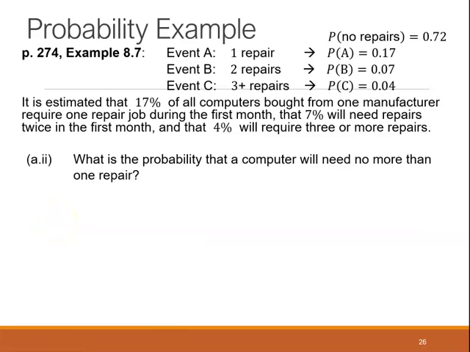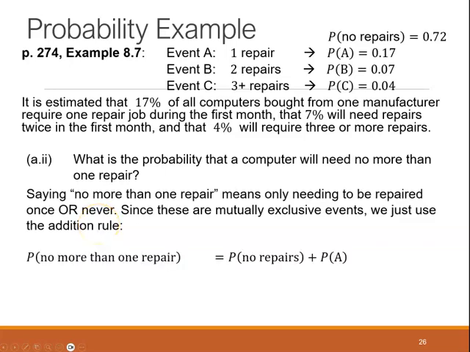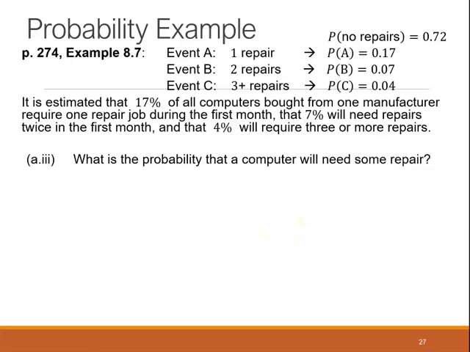What is the probability that a computer will need more than one repair? So that would be 2 or 3 repairs, right? So it would be the probability of B or C. Oh, no, more than 1 repair. Excuse me. I missed the "no." Yeah. So it's going to be less than or equal to 1. So the probability of no repairs plus the probability of 1 repair. Excuse me. Ooh, reading comprehension, guys. Those little words make a big difference, huh?